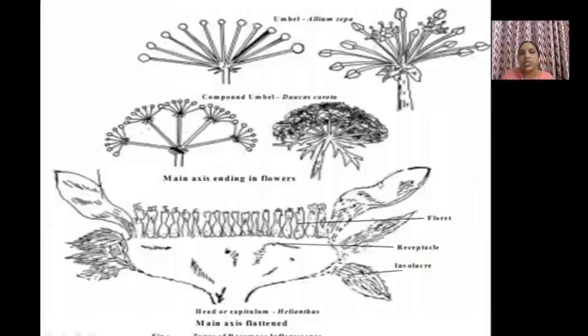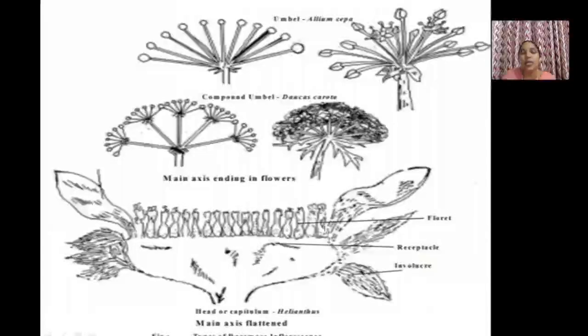Understood? So this is an example of umbel that we already discussed. This is the umbel: the main axis is shortened and all the pedicellate flowers appear like this. This is a compound umbel; this is a simple umbel, and many simple umbels together make a compound umbel. This is a head.